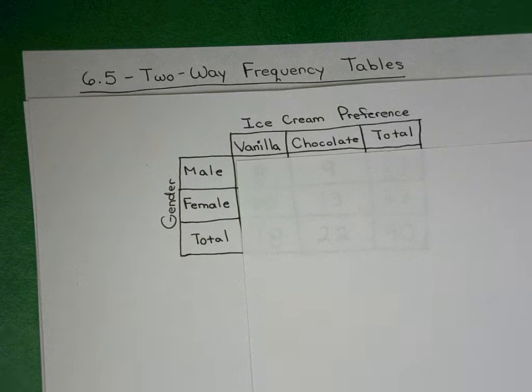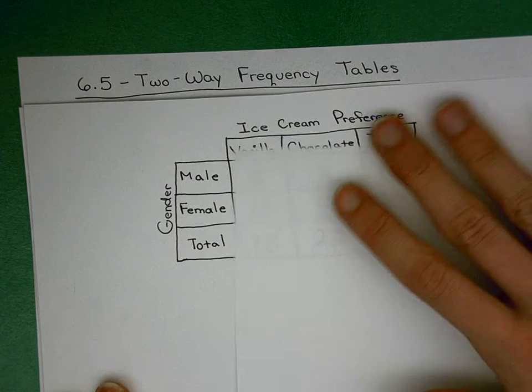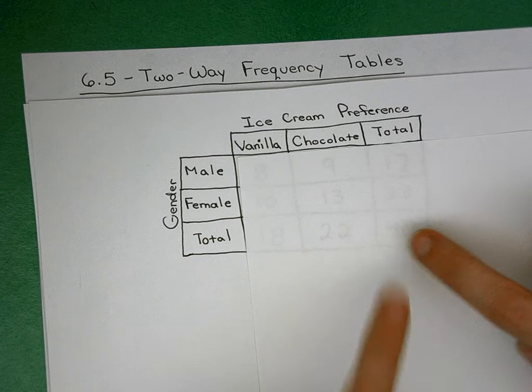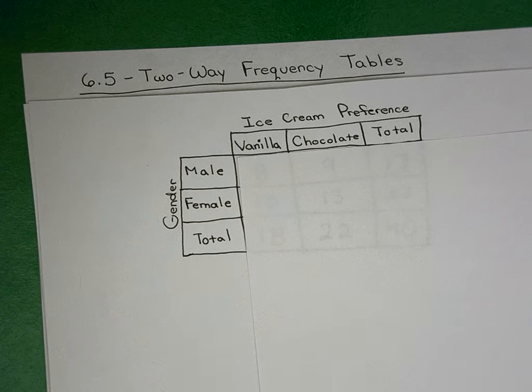We have ice cream preference versus gender, which are going to be our two variables in this particular case. Ice cream preference, they could choose between vanilla and chocolate, and then gender, obviously it's male or female. And so you took your survey and you interviewed 40 people. 40 people is going to go down here in the total and total column, and that's called the grand total.